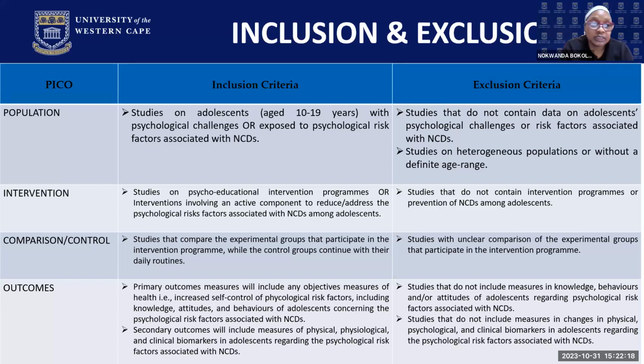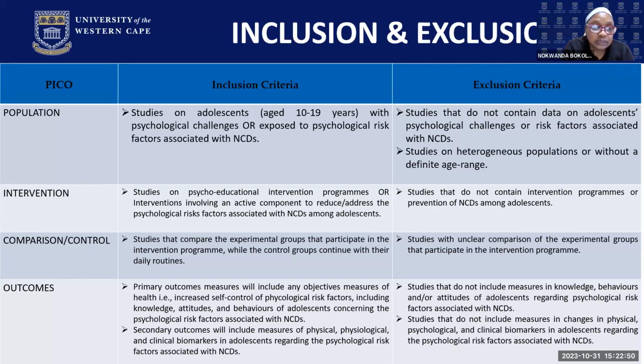Inclusion and exclusion criteria using the PICO method again. For population, studies that included adolescents between the specific age with psychological challenges or exposed to psychological risk factors associated with NCDs. And for the intervention, studies on psychoeducational intervention programs or interventions involving an active component to reduce or address the psychological risk factors associated with NCDs among adolescents.